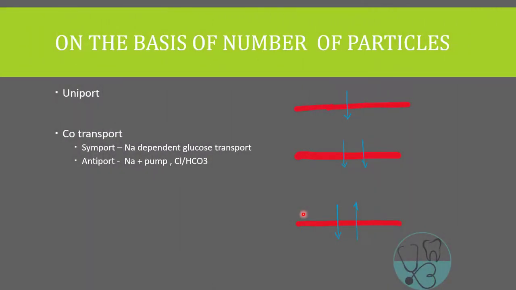An example of antiport will be sodium pump and chloride bicarbonate pump. Okay, this sodium pump is responsible for nerve conduction. You might have heard about the action potential things. Okay, here the sodium pump acts, and the second is from the Haldane effect, also called chloride shift. This chloride bicarbonate pump is responsible for the chloride shift.